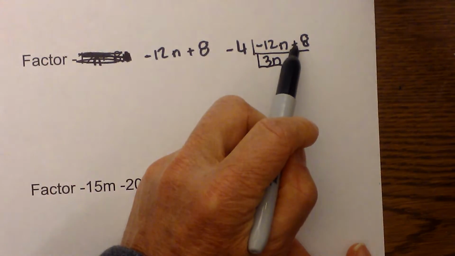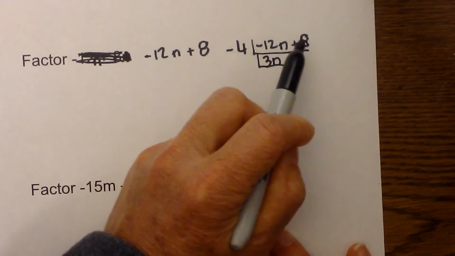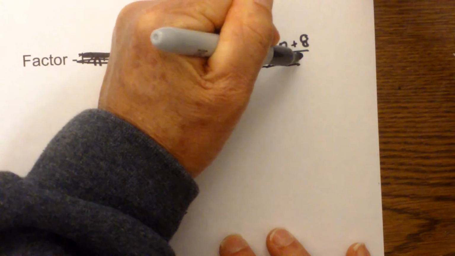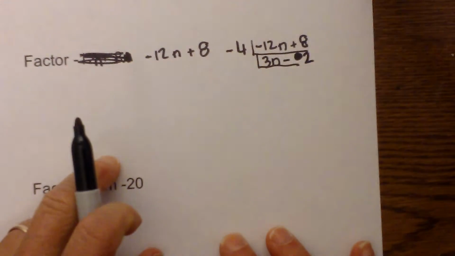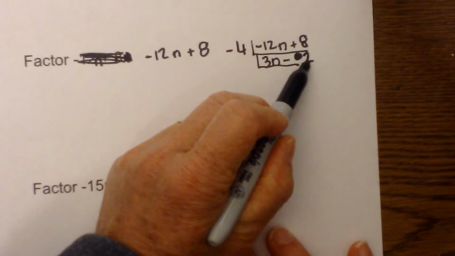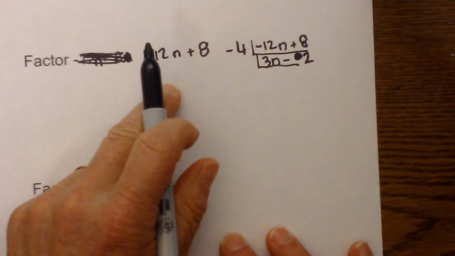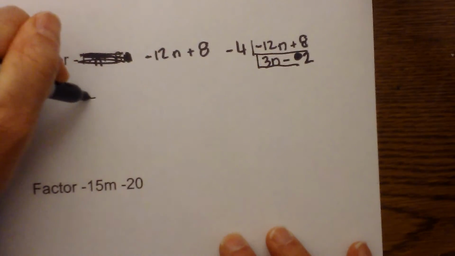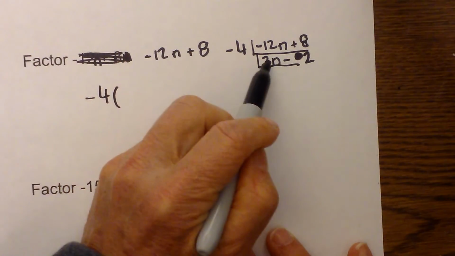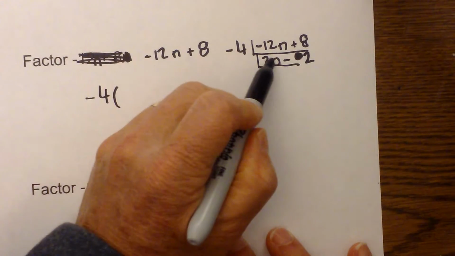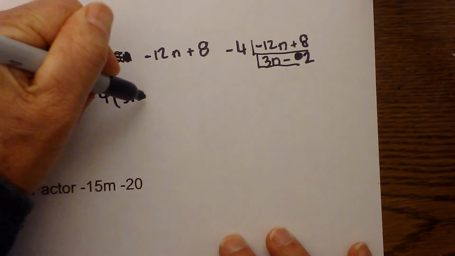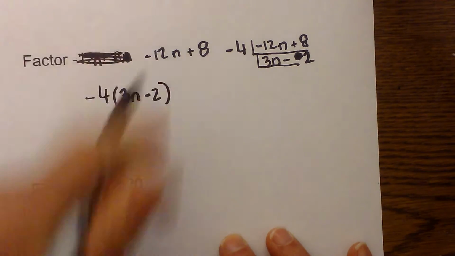But now here's where it gets a little tricky. Negative 4 times what equals 8? That is a negative 2. Okay? So now I am basically factored because there's no other common factors. So now I take the greatest common factor of negative 4, put parentheses, and now I need to keep the signs from over here. So now I have 3n minus 2.